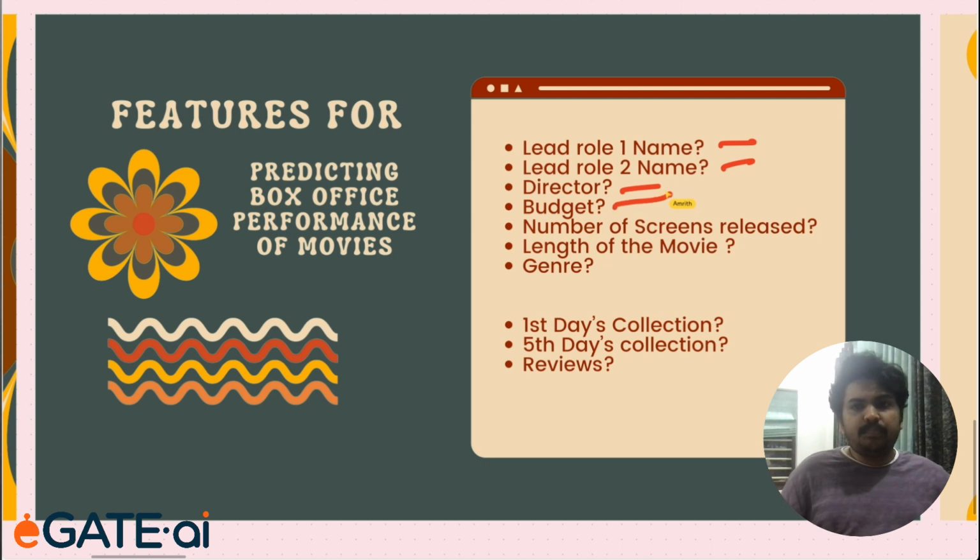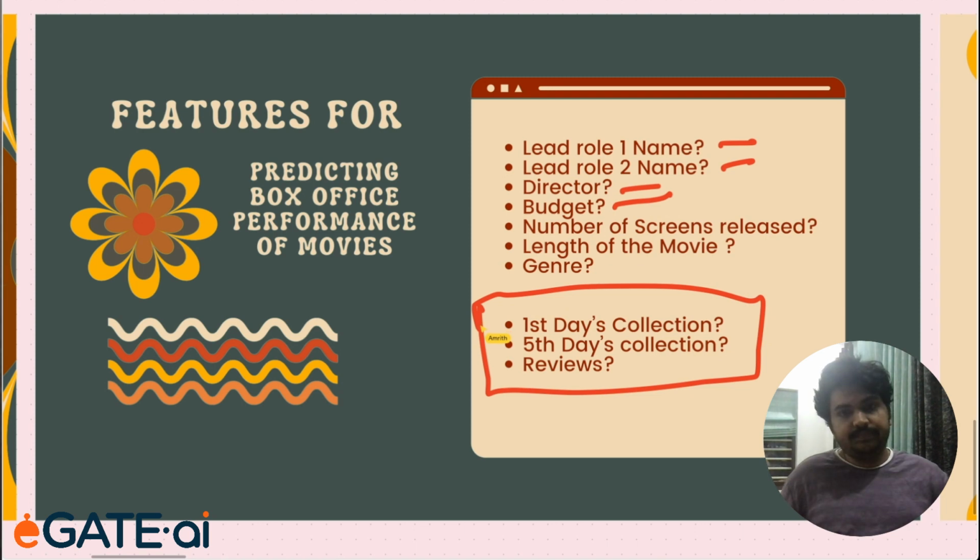So these are a bit subjective. We have to really think about the problem. So for instance, let's focus on this. Should we really include it or not? Should we include the first day's collection, fifth day's collection, or should we include the reviews? After all, we are predicting the overall collection.